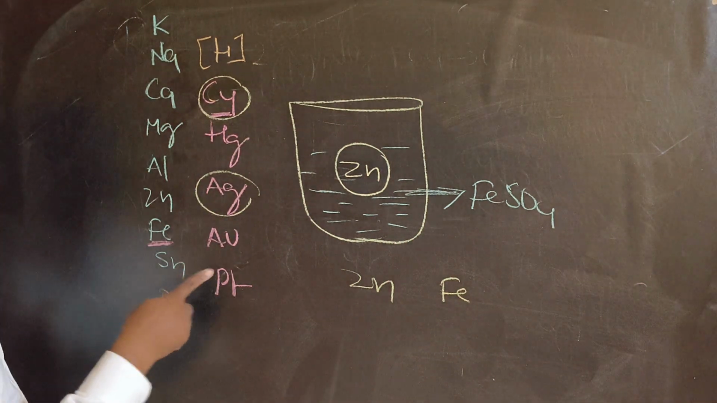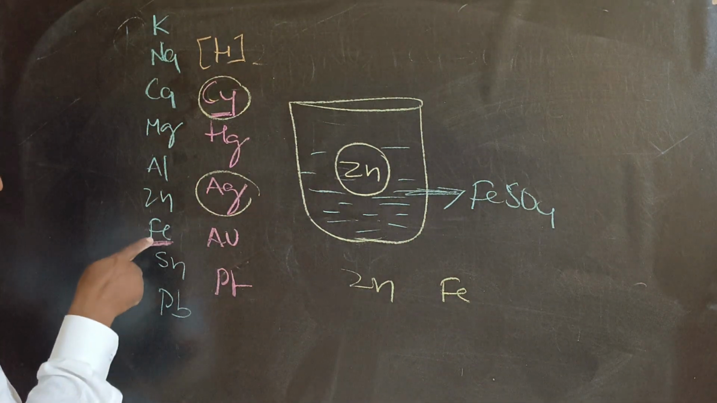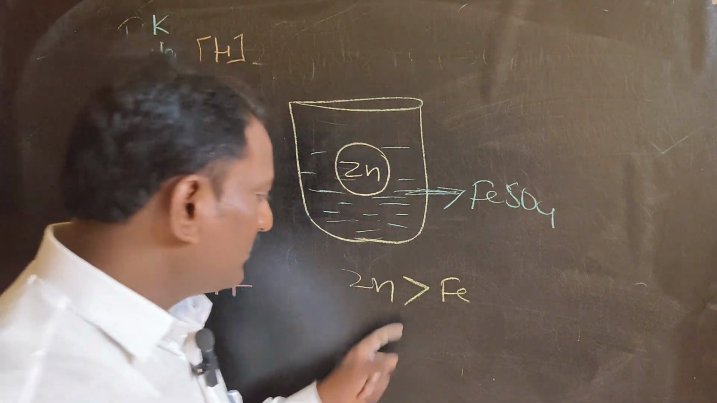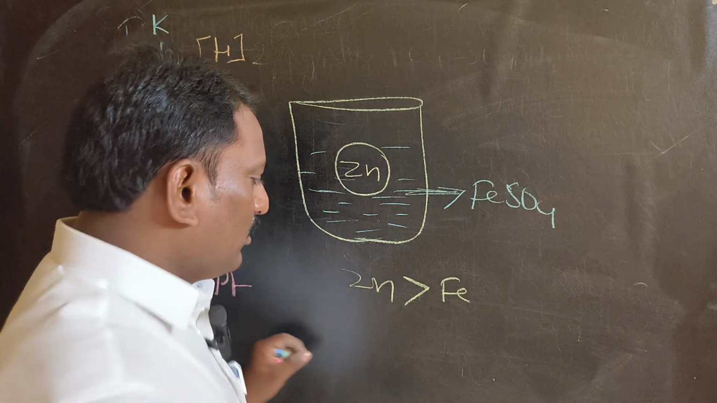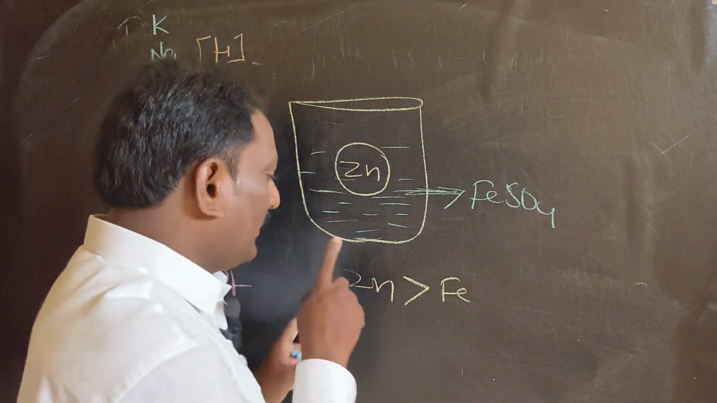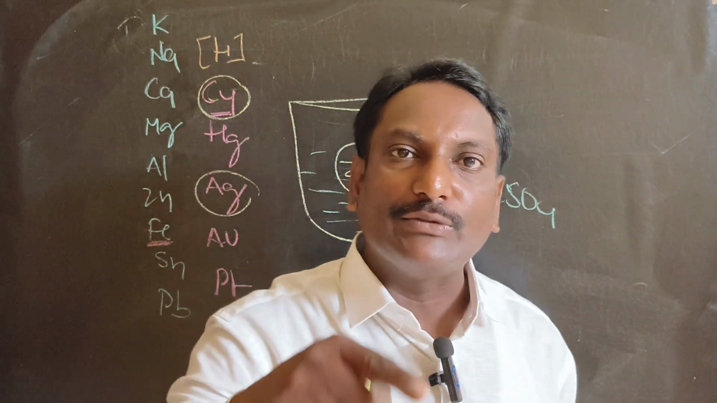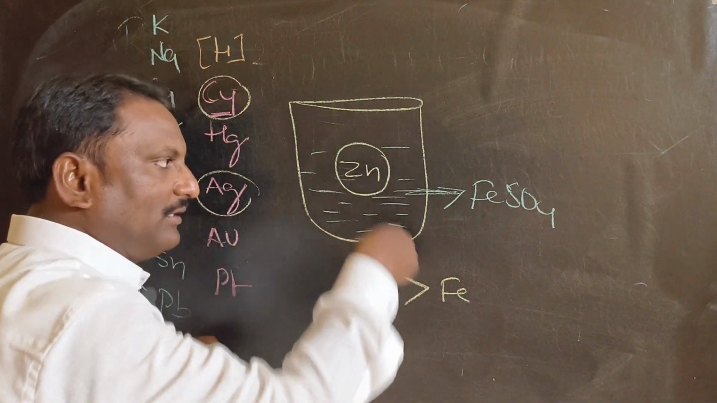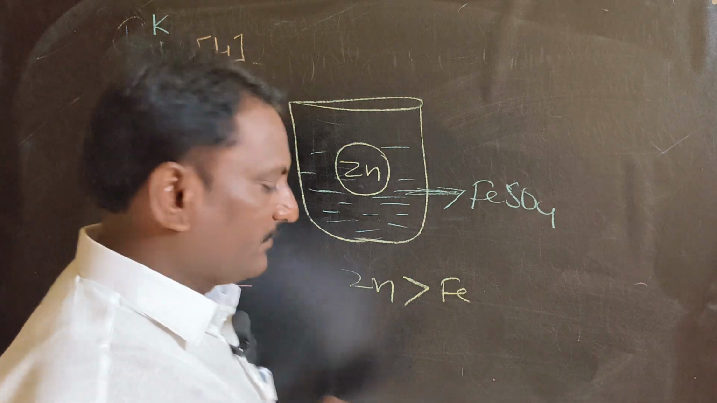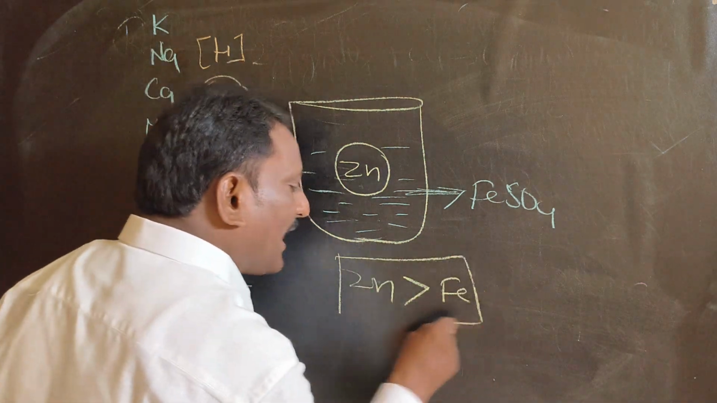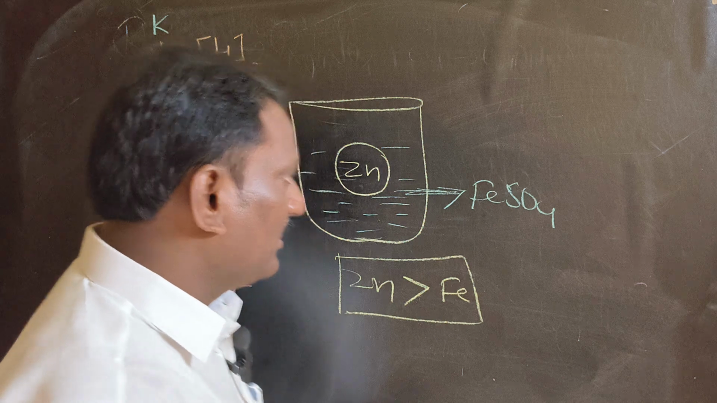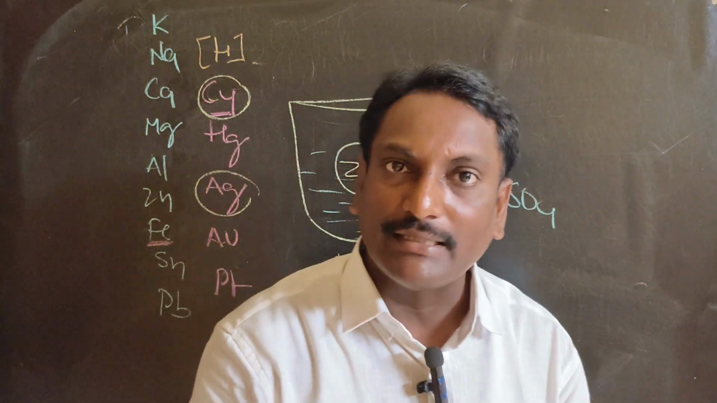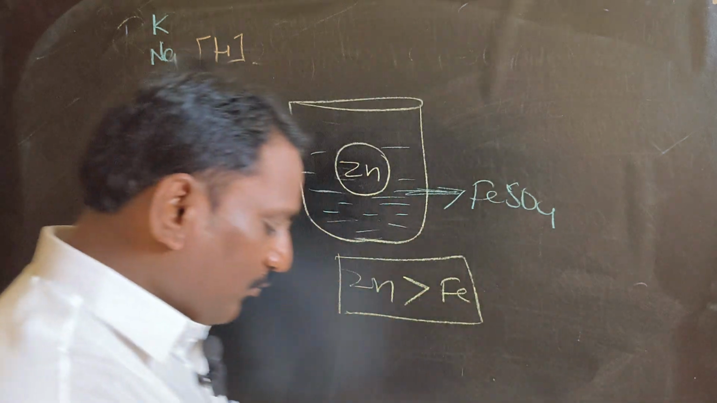Let us find out the relation. Zinc is here, iron is here. So zinc is more reactive than iron. That means, according to the given condition, the entered element must be more reactive than the existed element. Here, this one is going to enter into the solution, this already existed in the solution. So zinc is more reactive than iron. That's why green ferrous sulfate becomes colorless, white, because zinc sulfate is white vitriol.